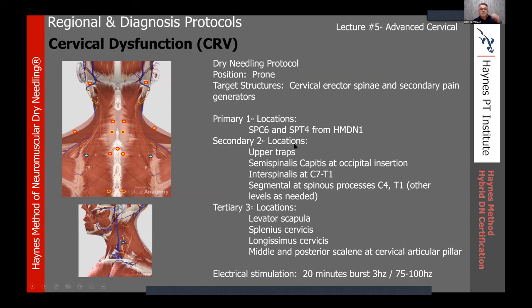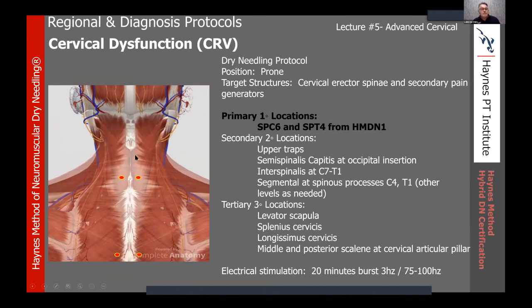For our cervical dysfunction, our primary locations, again, are the spinous process of C6 and T4. May as well hit them bilaterally unless you just absolutely have a unilateral problem going on. And this dysfunction can be almost anything in that cervical upper thoracic spine.